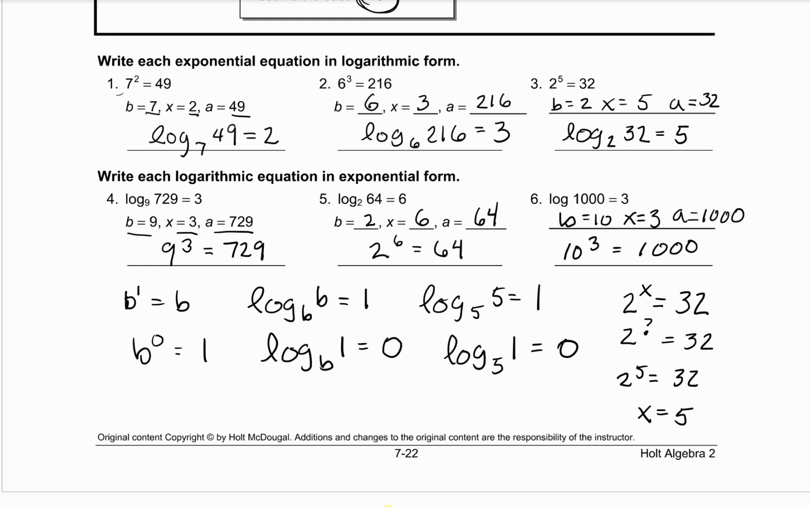We'll do the graphing, which is the second part of this lesson, tomorrow. So for now, this should get you started.